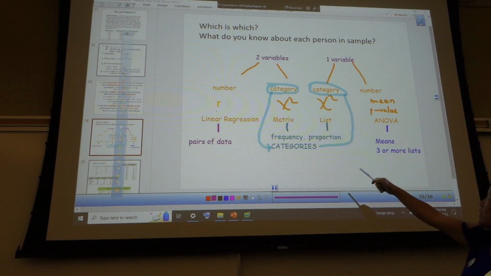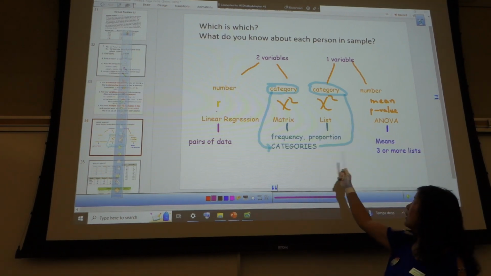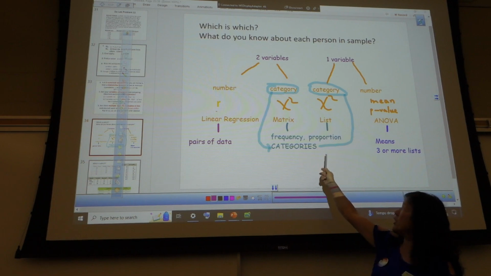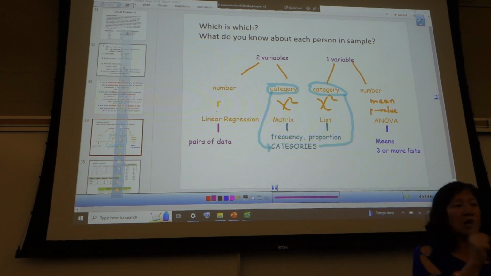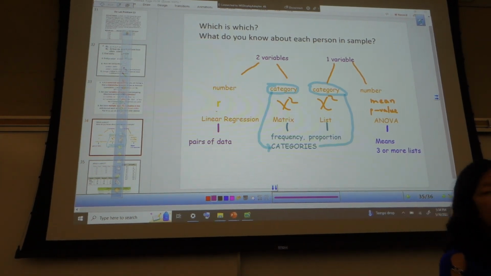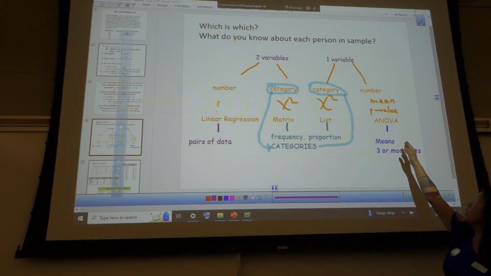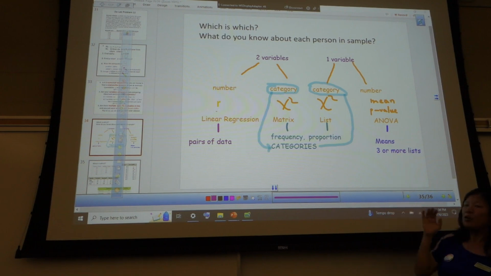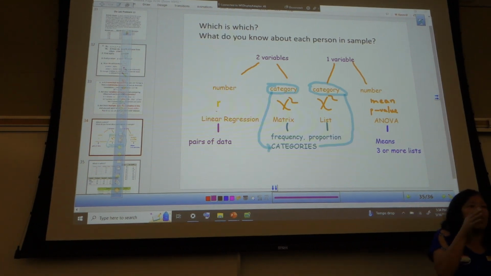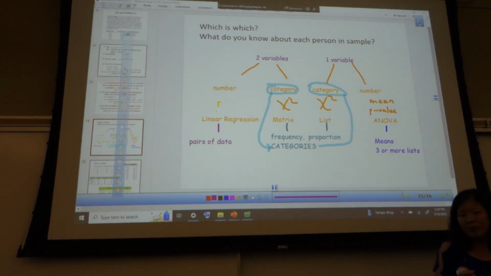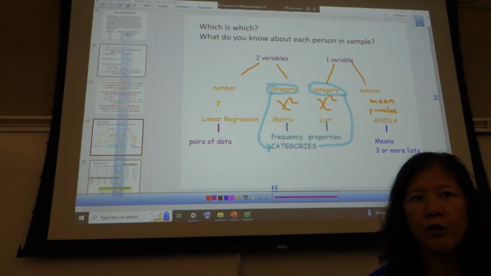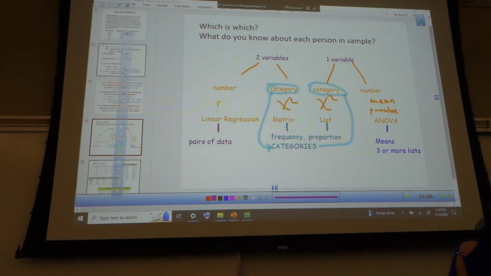If they're categories, then that's the chi-squared matrix. Again, chi-squareds have things like frequencies, proportions, and their categories. If you only know one variable about them, then if it's a category, that's the chi-squared list. If it's a number, then that's the ANOVA. Though again, technically there's also a second variable of what group they're in. So technically that's two variables, but one numerical and then one for the group.